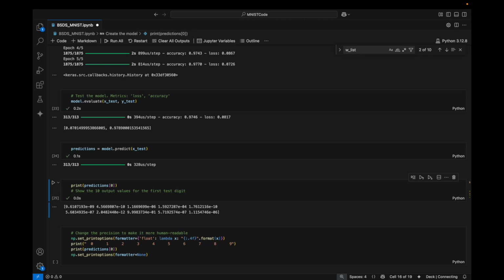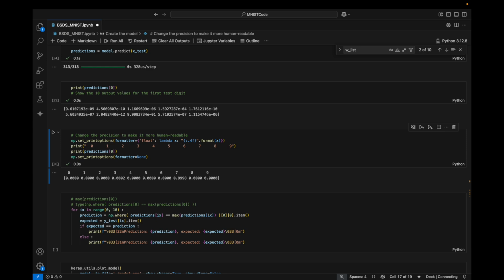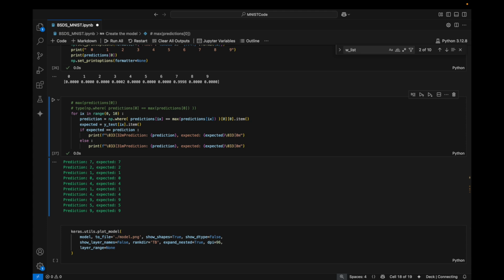We can see that the value at position 7, when counting from 0, is much larger than the others, with a value very close to 1. Let's reformat the output with 4 decimal digit precision so it is easier to read. As we can see, the result is 0.9999 at position 7. Let's print the first 10 predictions. We find that the first value was indeed 7. We also see that the model is able to predict the values very accurately.